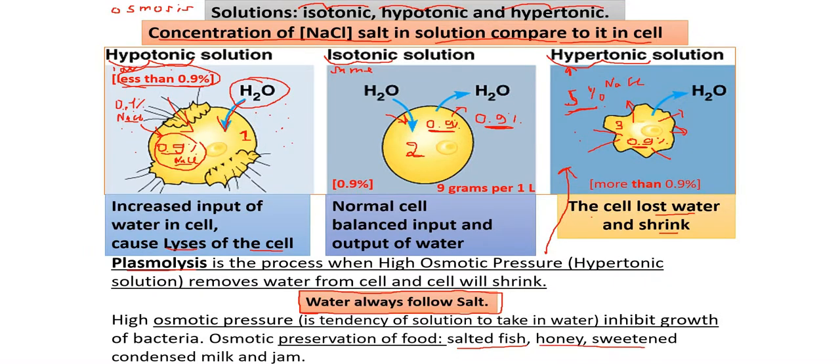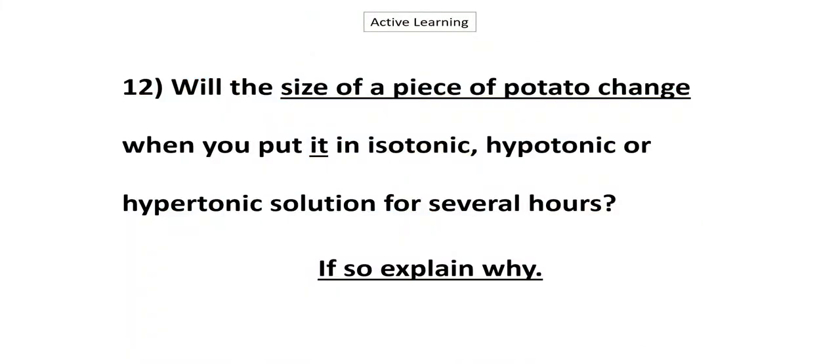Honey, sweetened condensed milk, jam, all these are other examples. It's not only about salt. A high concentration of sugar in the honey, in the sweetener, in the jam will also make the same. In this case, water will follow the sugar, where there is more sugar, and cells again will go through plasmolysis, shrink, and bacteria will die. So this is how preservation of the food happens.